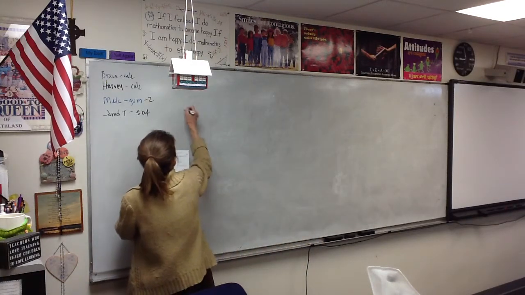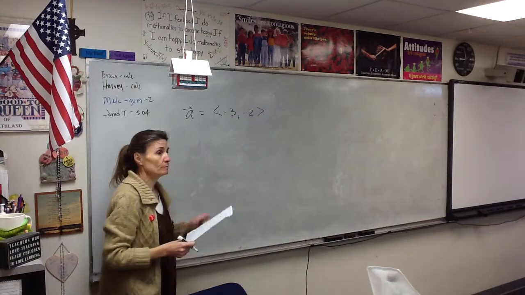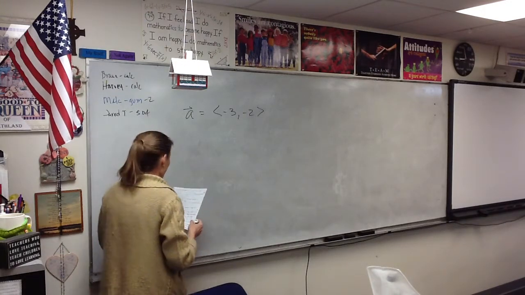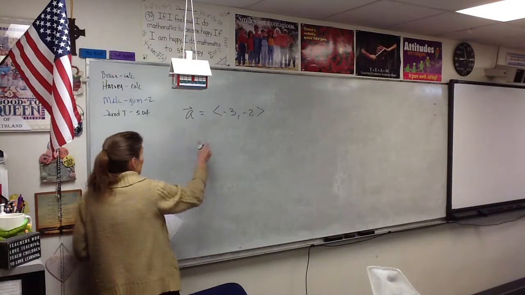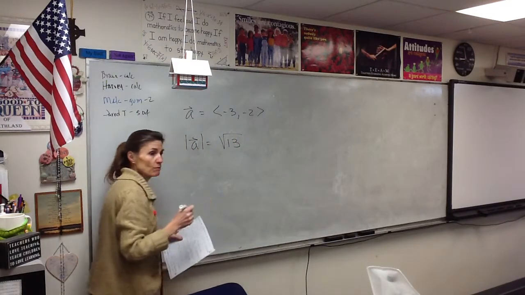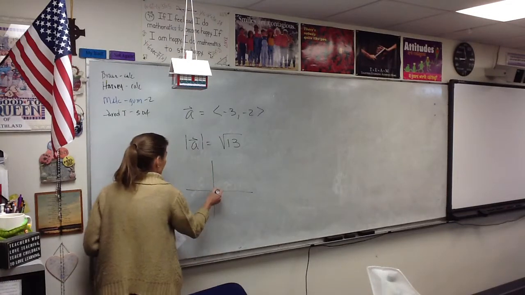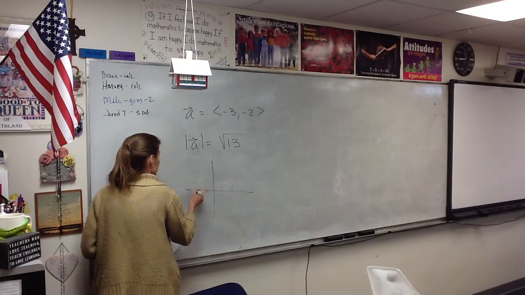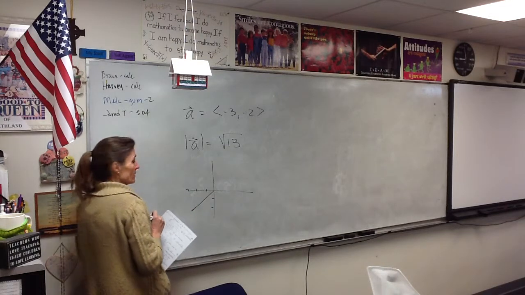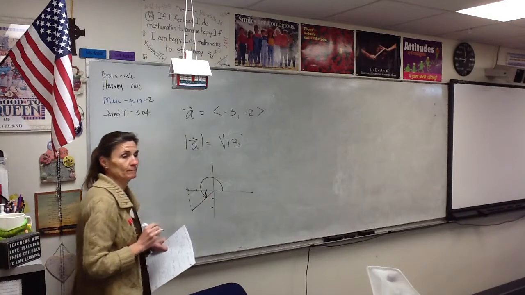It says we have the vector -3, -2, and we are going to find its direction and magnitude. Magnitude is easy. Root 13, right? 9 plus 4? Direction, well, let's see. If I draw a picture of this vector, it's over 3, down 2. So it would look like this. That's a picture of it. This is its direction.